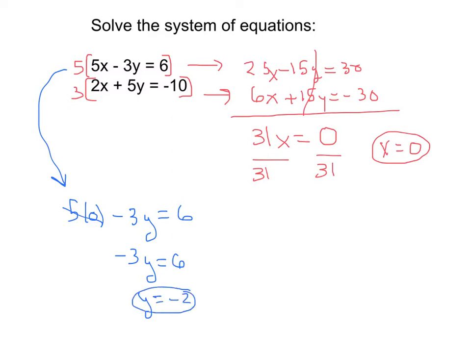But remember that when you're looking for a system of equations, your solution is always going to be a point. So really, you shouldn't be writing your answer as x equals 0 and y equals -2. You really should be writing your answer as (0, -2), because it's the point where the two lines intersect. And you're done.